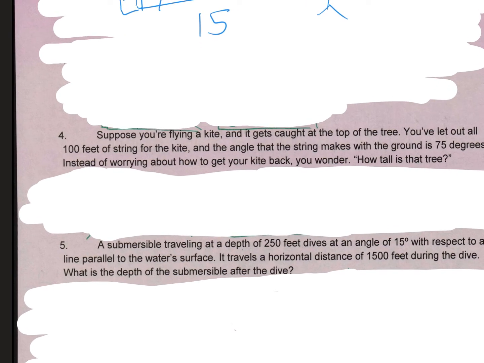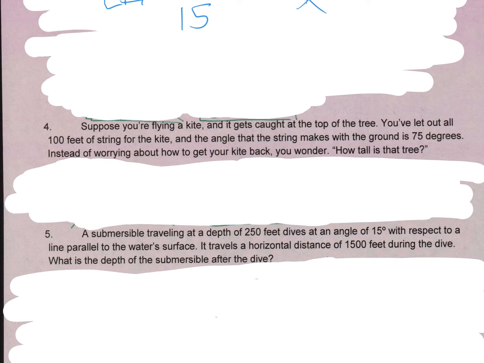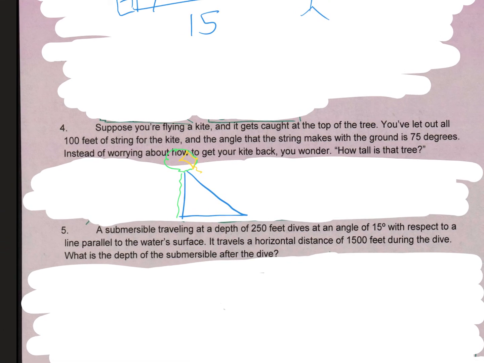All right. Here we go. We're going to think a little bit here. Suppose you're flying a kite and it gets caught in the top of a tree. That could happen very easily. So here's my tree. The kite is stuck in it. You let out all the 100 feet of string that you had in the kite. What is that telling you? The hypotenuse. Remember, string of a kite doesn't ever go straight vertically up and down. It's always going to go at an angle. So that's telling me the hypotenuse.